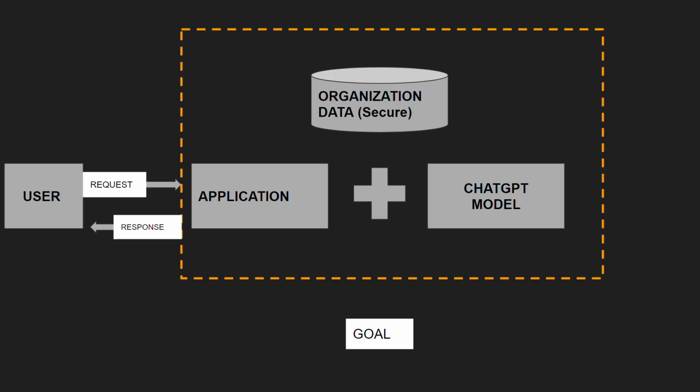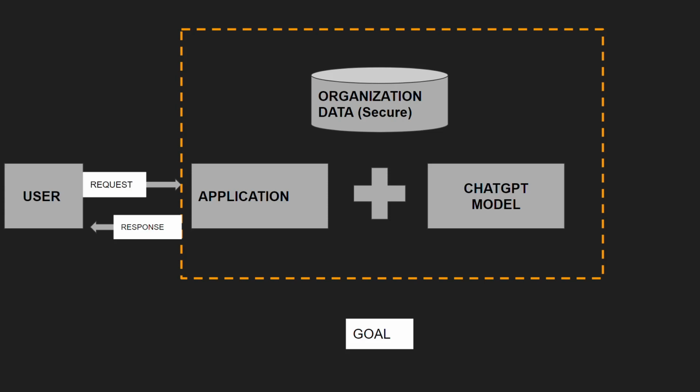In simple terms, what we expect is that the user will submit a request as a prompt. It goes to the application, which then uses the ChatGPT model with our organization information and gets us a valid response along with that particular information. This response should be based on the current organization insights and the knowledge present in the organization.